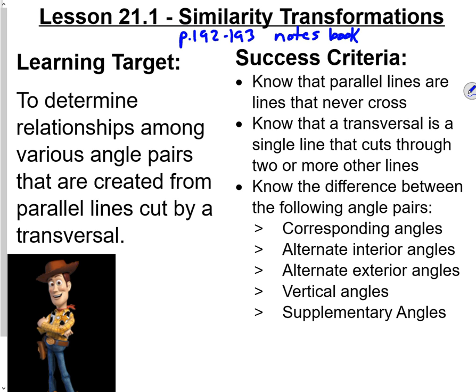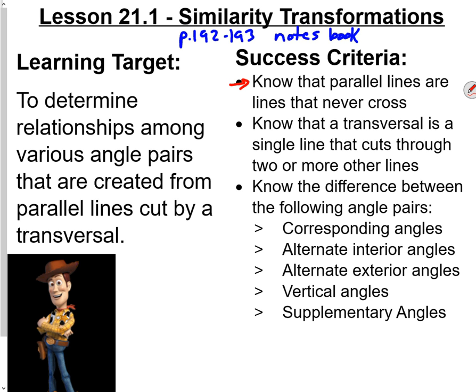Our learning target for today is to determine relationships among various angle pairs. So pairs meaning two different angles that are created from parallel lines and a transversal. When you are successful today, you will know that parallel lines, first of all, are lines that never cross. So that's something that hopefully you already know.